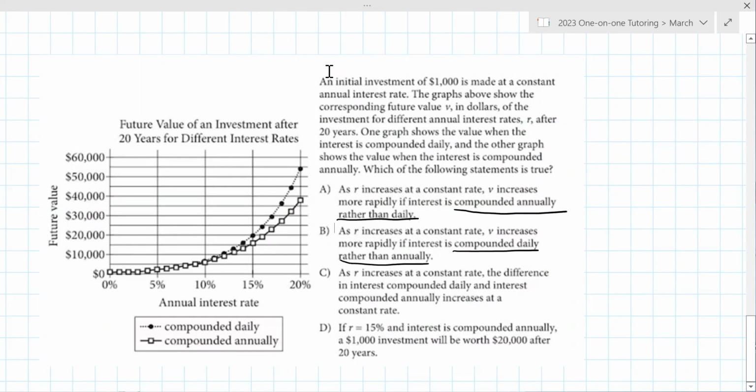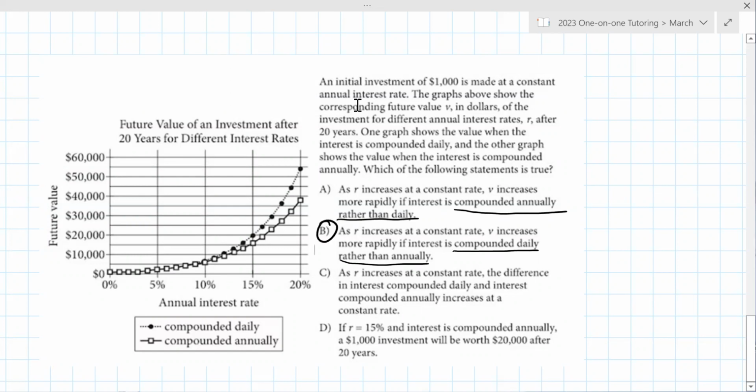So notice we go back to the prompt here, and you can even go to the figure. The figure shows compounded annually, compounded daily. Which looks to be better, daily or annually? Daily. Yeah, it's more money. That's usually better in most cases. Which of A or B says that? Which says it's better to be compounded daily than compounded annually? B. Yep.